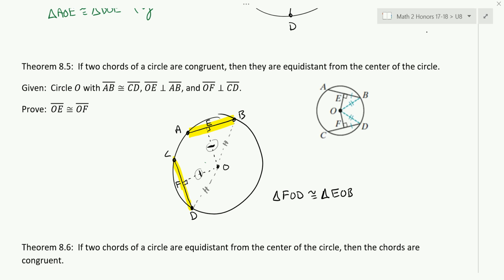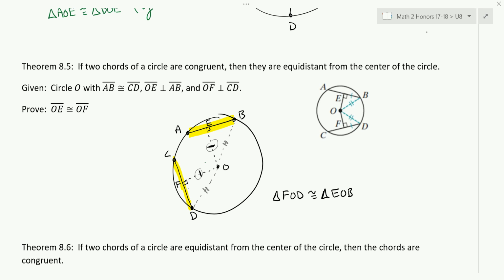Definition of circle. What do you mean? Okay, so we already got that. OD is congruent to OB. We'd like to show that.